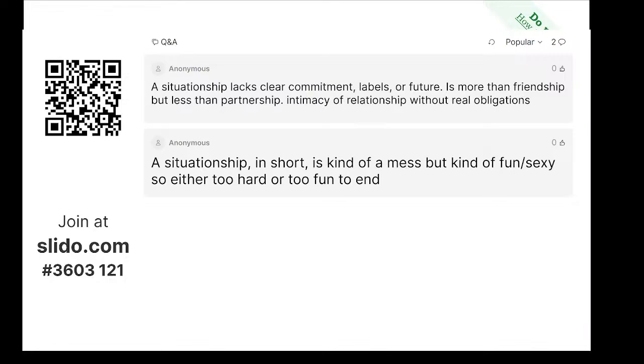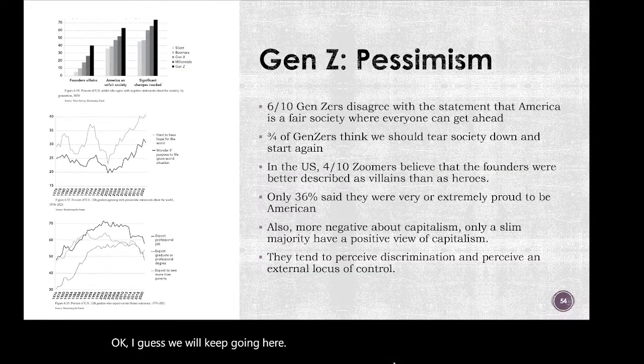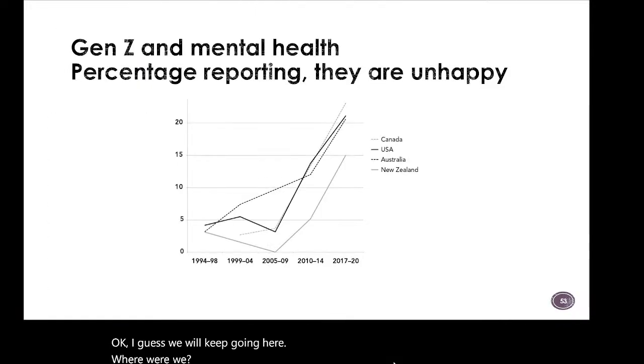Okay, I guess we will keep going here. Where were we? Okay. We were here. Alrighty, so I'm going to shut the door. I don't like the door open. I don't know why. It bothers me.